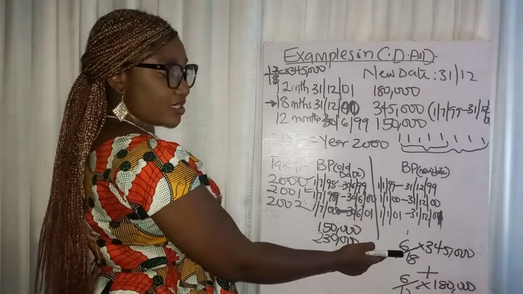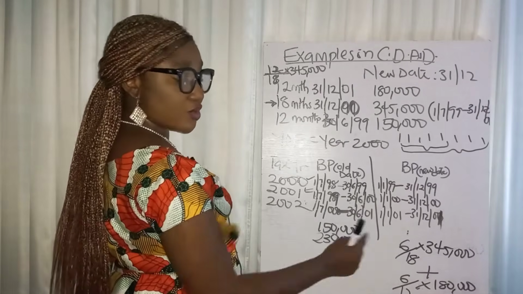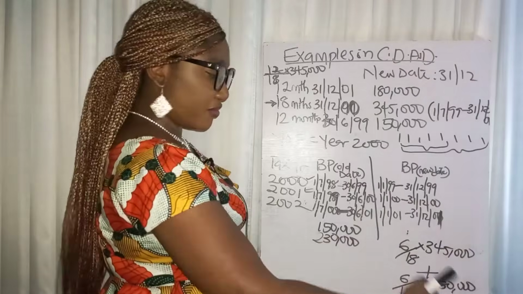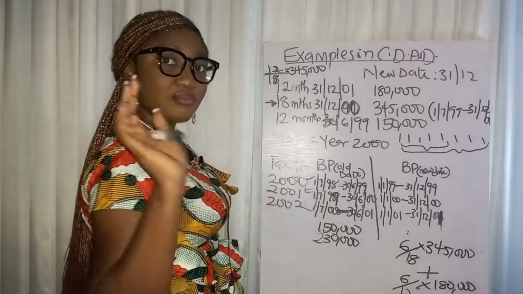You won't stop at 6 over 18 because it's not 6 months you are looking for. Look at it, sir. You are looking for a profit of 12 months. So this 6 plus 6 is what makes it 12 months. You will find the first half in this period given, and then you will find the second half in this period given.